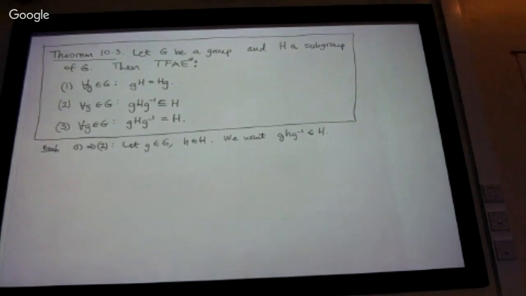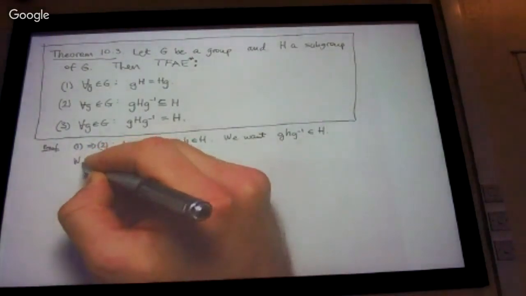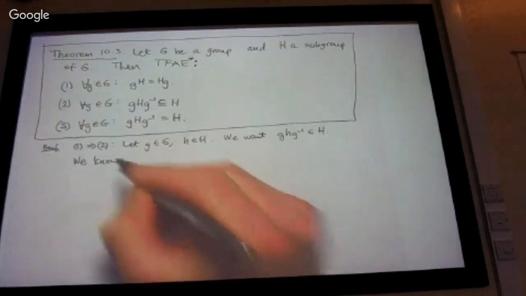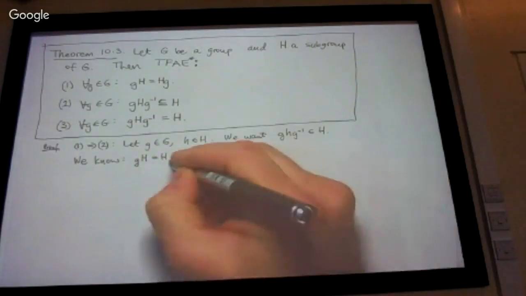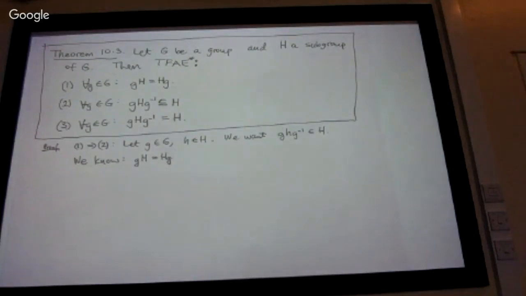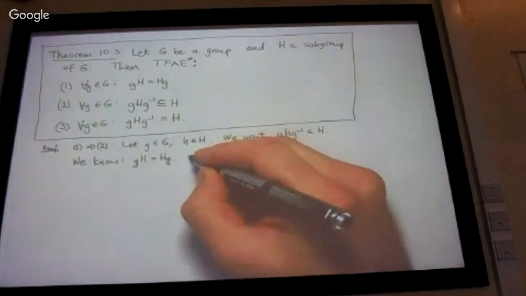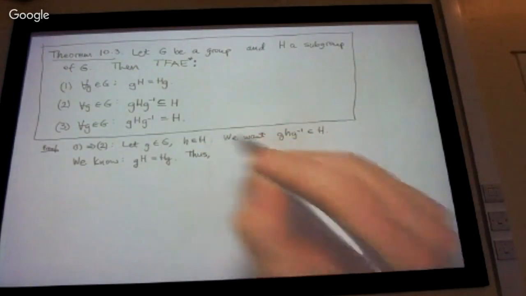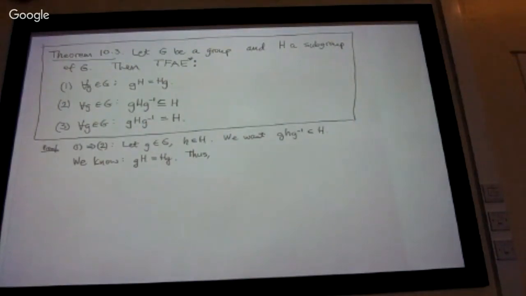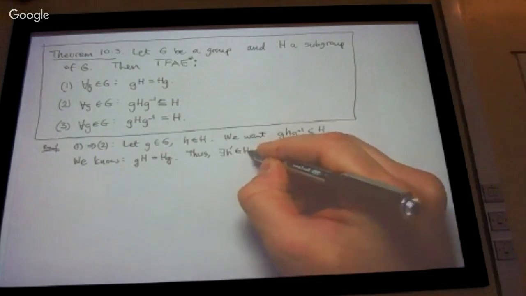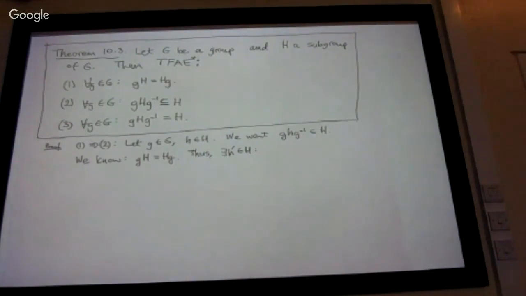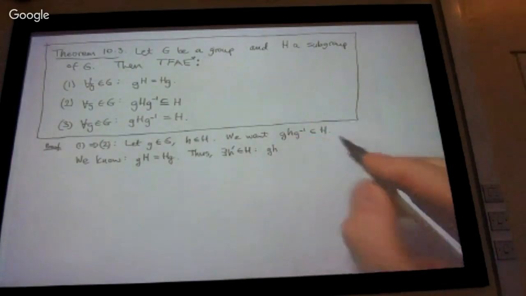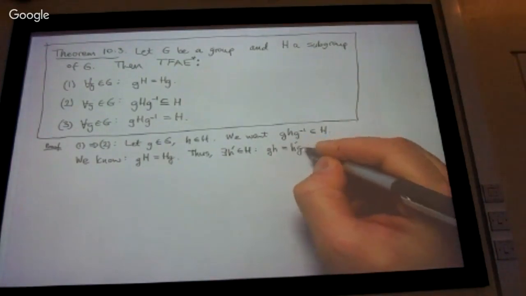And so that's what we want. It's good to know what we want, but it's also good to know what we know. So what do we know? We know that G times big H is equal to H times G. So what does that mean? It means that there exists some h dash in the subgroup such that when I look at this G and h that I have, G times h is equal to h dash times G.